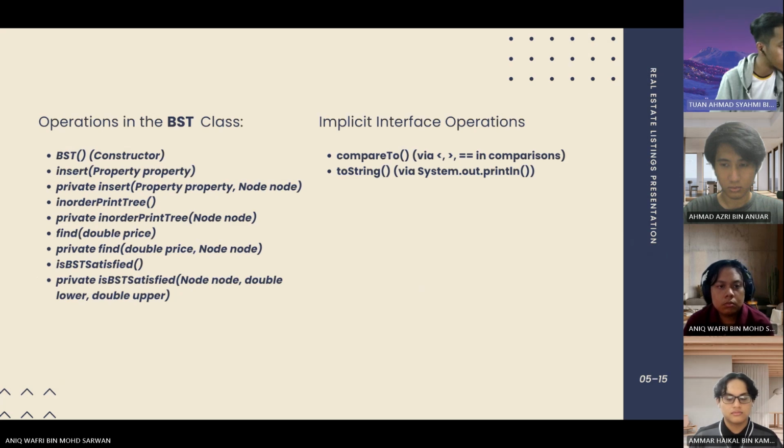For the operations in the BST class, we have BST, insert, private insert, inOrderPrintTree, private inOrderPrintTree, find, private find, isBSTSatisfied, private isBSTSatisfied. For the next, the implicit interface operations, which are compareTo and toString. So that's all for me.